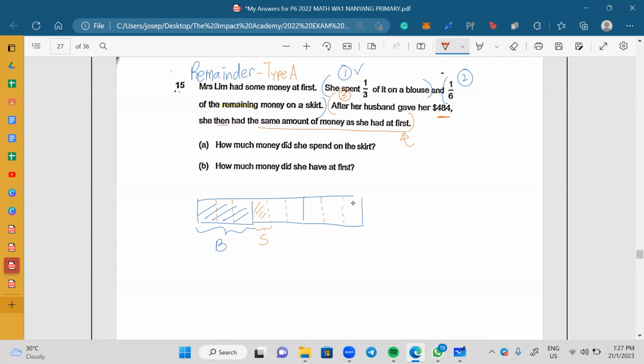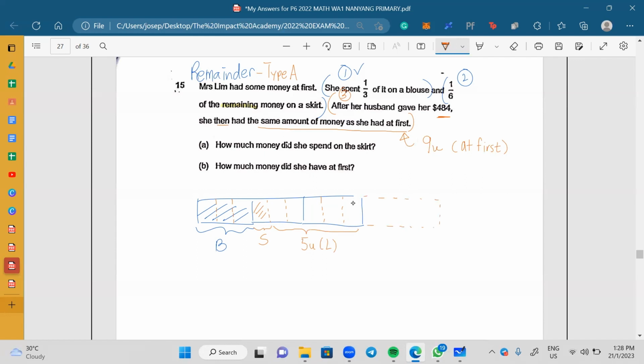Now, how much did she have at first? How many units? 1, 2, 3. So 3, 6, 9, 9 units, correct or not? This is how much she had at first. But now, can you see that she's only left with this? 1, 2, 3, 4, 5. So this is only 5 units, and this is what we call left. Agree so far? So she's left with 5 units, and then the husband gave her another how many units?